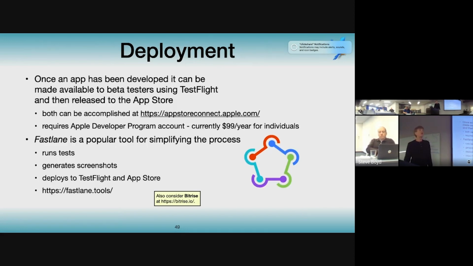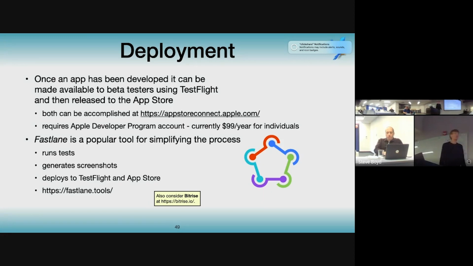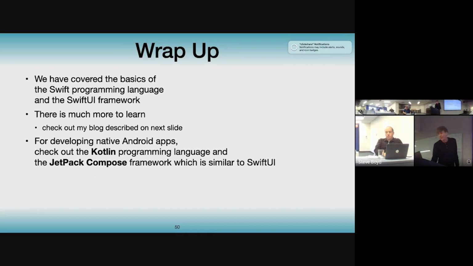So options for deployment. You've got to get this out to the App Store at some point. And I really like using this thing called Fastlane. It's a way of just scripting all of these things that you want to do, like generating screenshots and putting your app out into TestFlight, which is where beta testers can use it, or to the App Store where you're really going to deploy it.